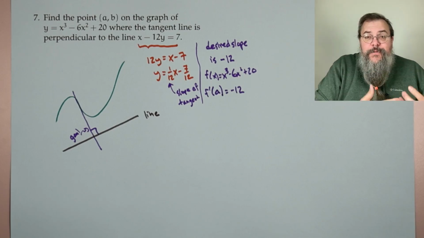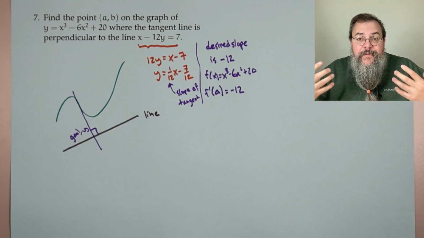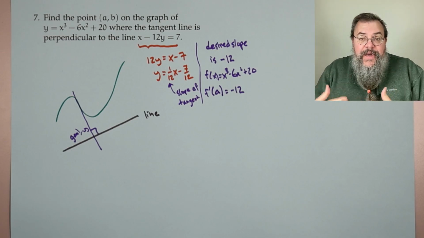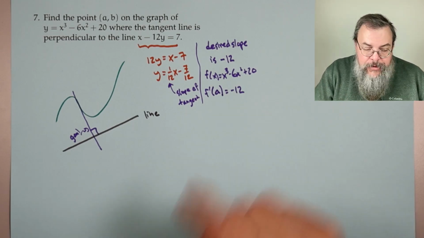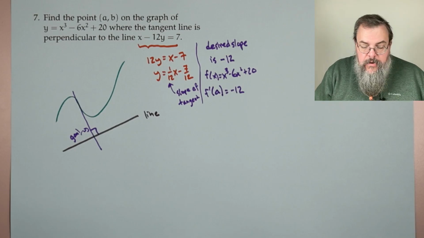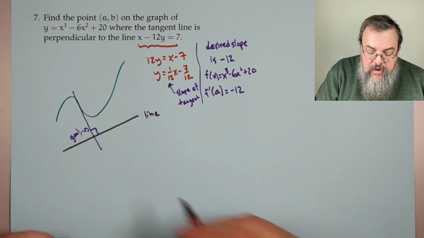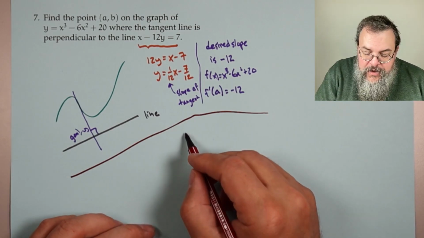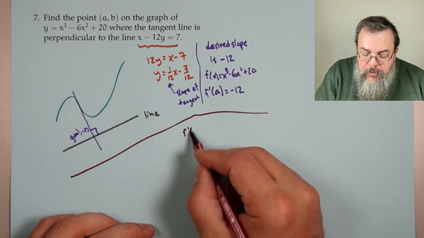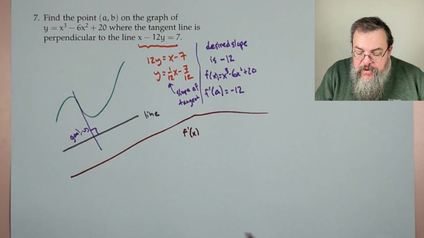We figured out what slope we needed. We said, well, we know how to find slopes of tangents. Slopes of tangents come from derivatives, so we need to set our derivative equal to the right value. And, well, okay, let's start the hard part, where we actually figure out the general derivative.